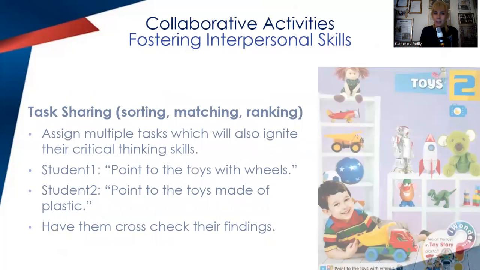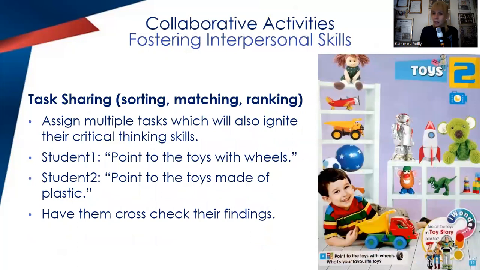Okay, now, another exercise, again for junior levels: point to the toys with wheels. Because describing an object, I'm not saying it's easy, but it's even more difficult to have them think about it in a critical fashion. Point to the toys made of plastic. Some toys are made out of two kinds of materials. And then you have them cross-check their findings.